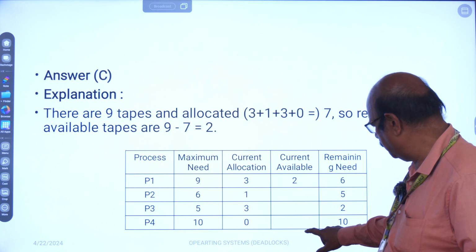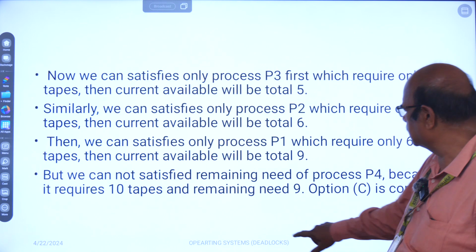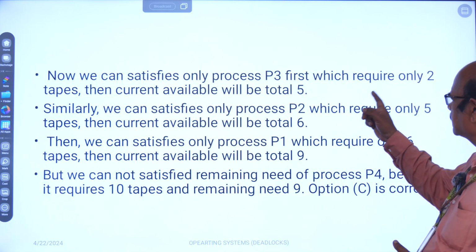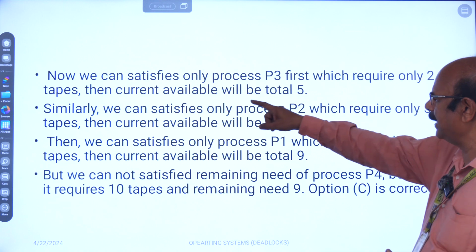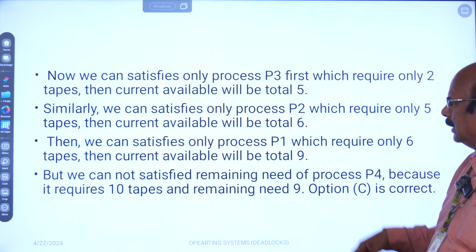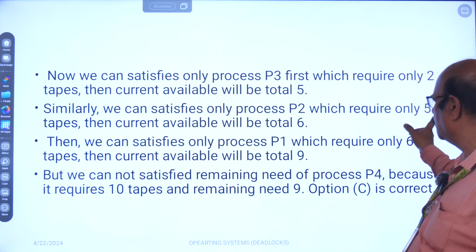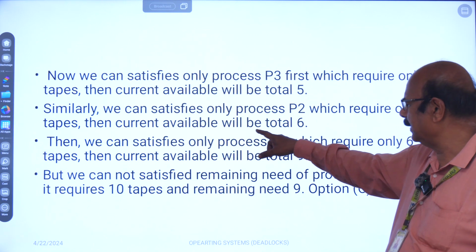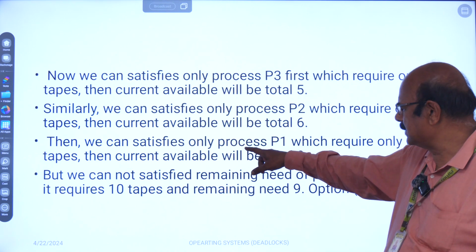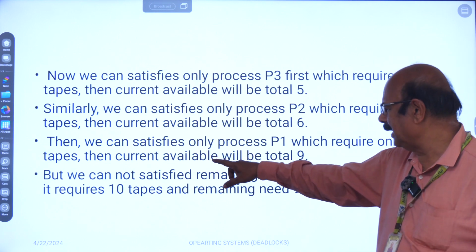Okay, so let us see about that one. So now we can satisfy process P3, which needs only 2 tapes, then the currently available will be a total of 5. Similarly, we can satisfy process P2, which requires only 5 tapes, then the currently available will be 6.